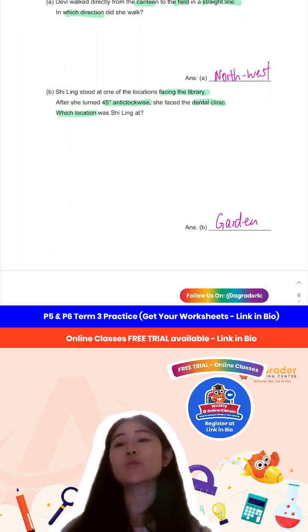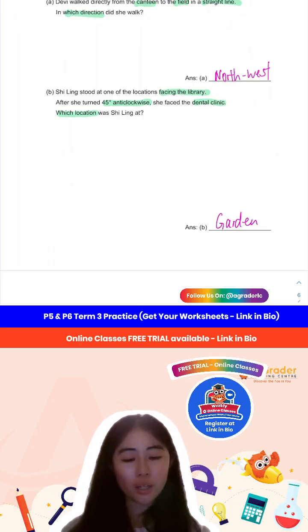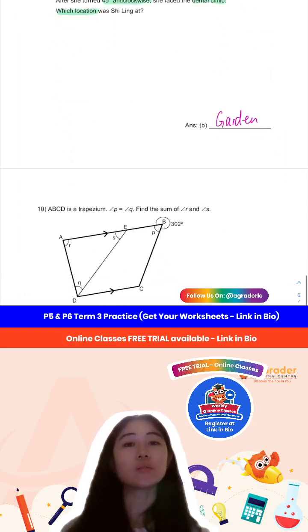Okay, then we got one last question. So somebody was asking for an angles question just now. Our last question today, yes, it's an angles question. Let me show you the diagram.